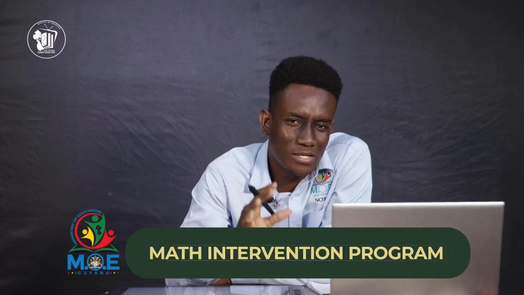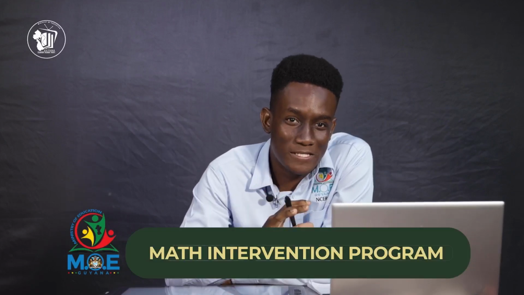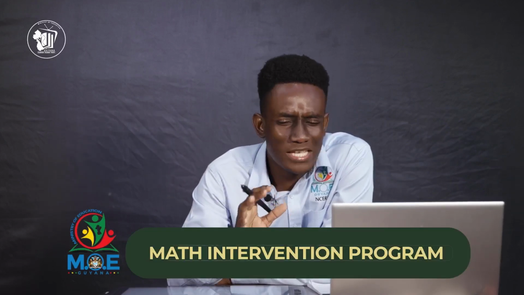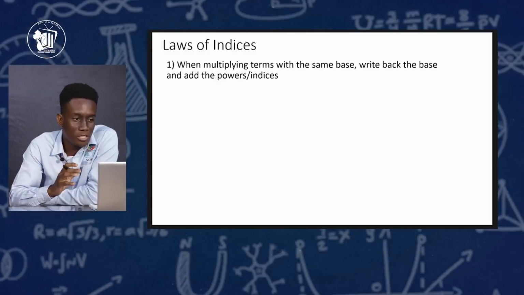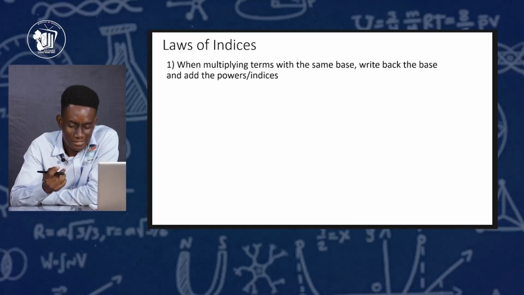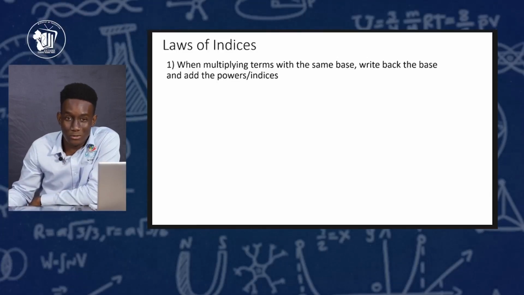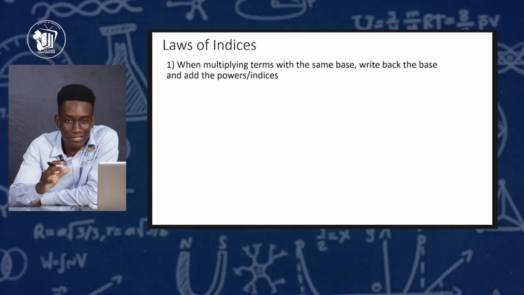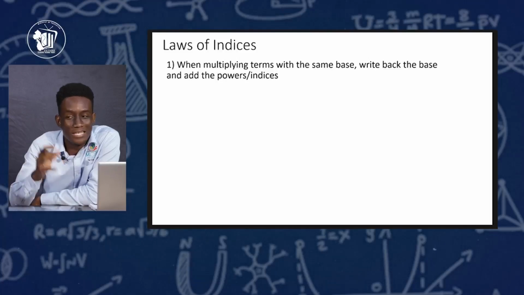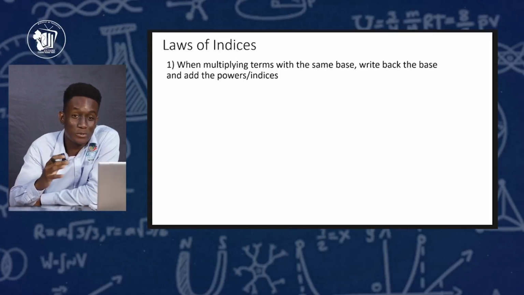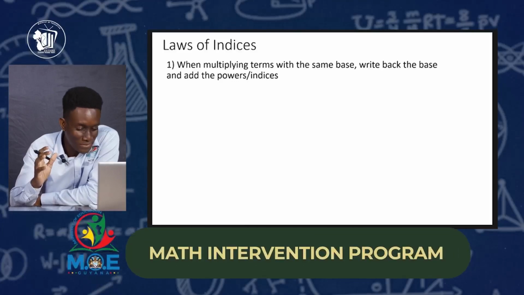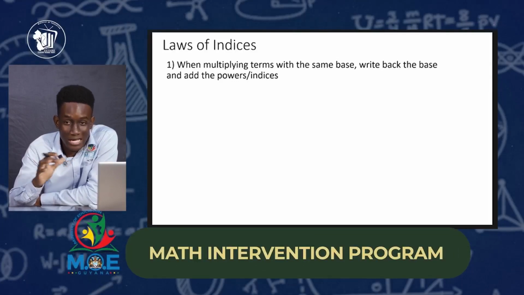Now that we have a solid understanding of identifying the base and the index, let's head into our first law. The first law says, when multiplying terms with the same base, write back the base and add the indices. This is one that you will definitely have to use a lot in your preparation for the exam and in the exam itself. So you need to pay keen attention to this law. This will be used a lot. When the bases are the same, we put back the base and we add the indices.